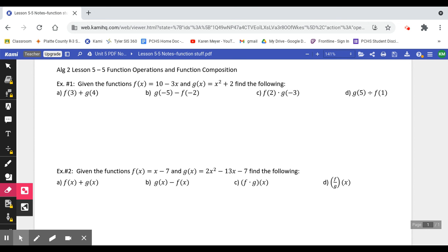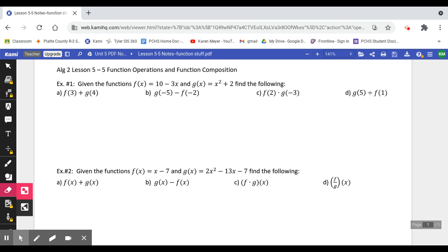Today we're going to talk about function operations and function composition. We're going to first start with function operations. Operations are where we're going to be taking functions and adding them, subtracting them, multiplying, or dividing them.